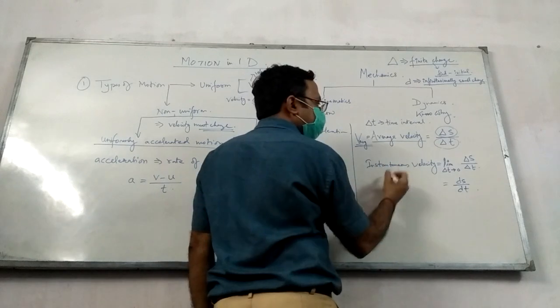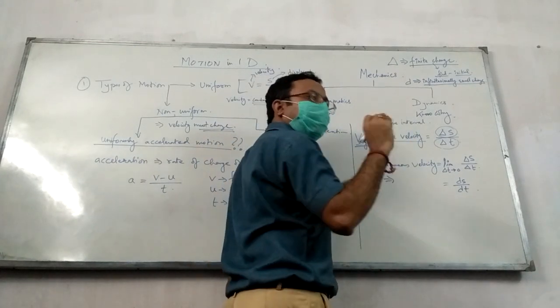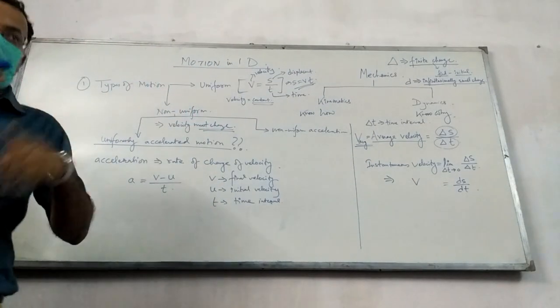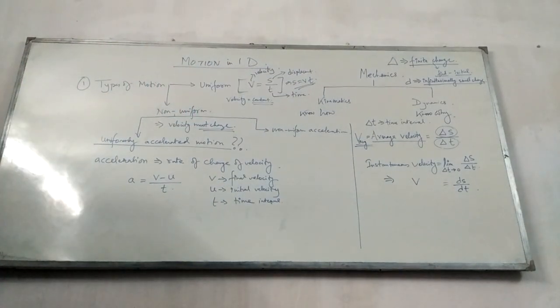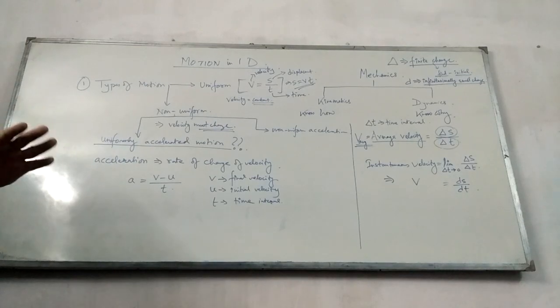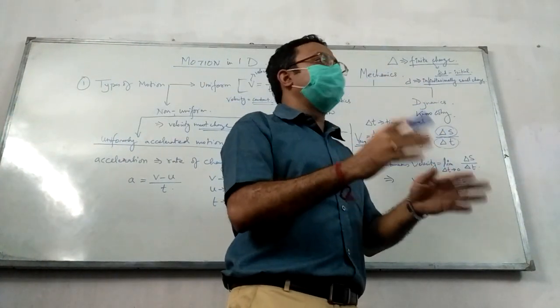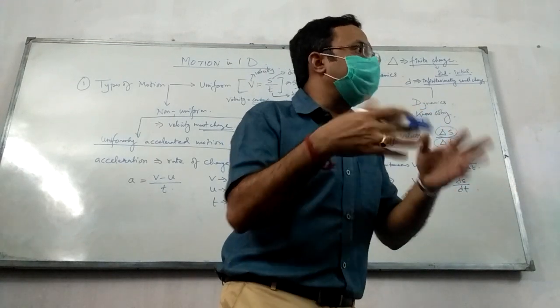But instantaneous velocity, you don't represent it with VINST. You just write V. Remember, after this, whenever you see V, it does not mean the average velocity. It will always mean the instantaneous velocity. Means this is a variable. It will keep on changing.